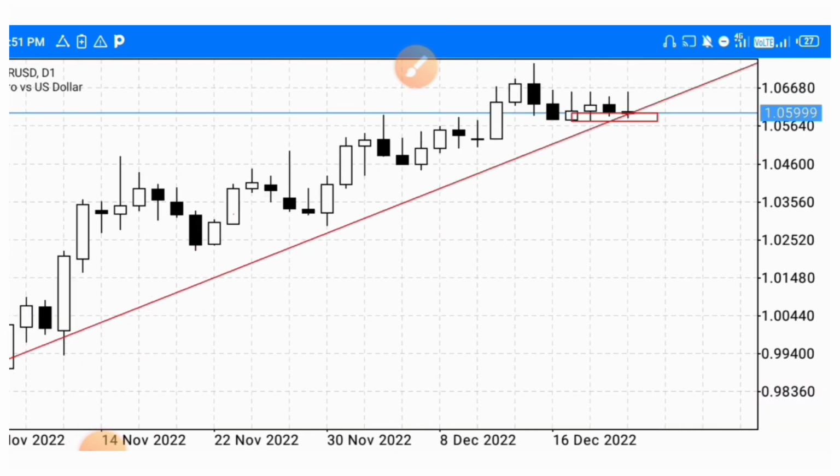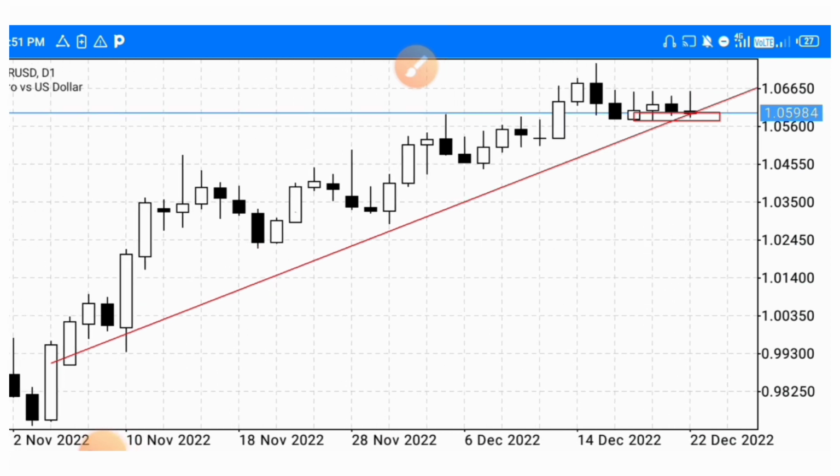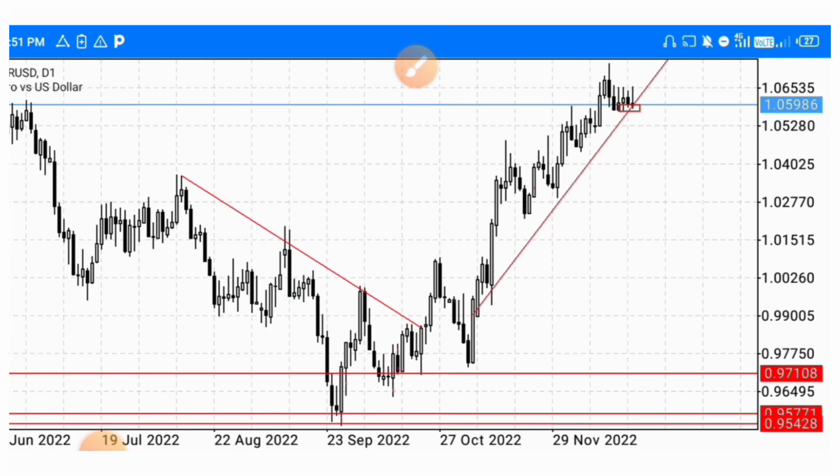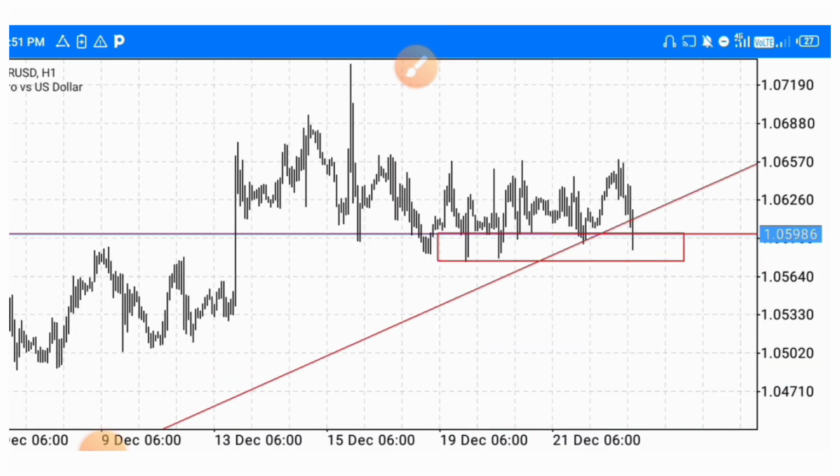But look, I want to show you guys something. This trend line currently looks like it wants to breach. But we are supposed to wait and see confirmation on a lower time frame. So what do you do on a lower time frame? I'm going to the 1 hour time frame to see what the market is actually doing.